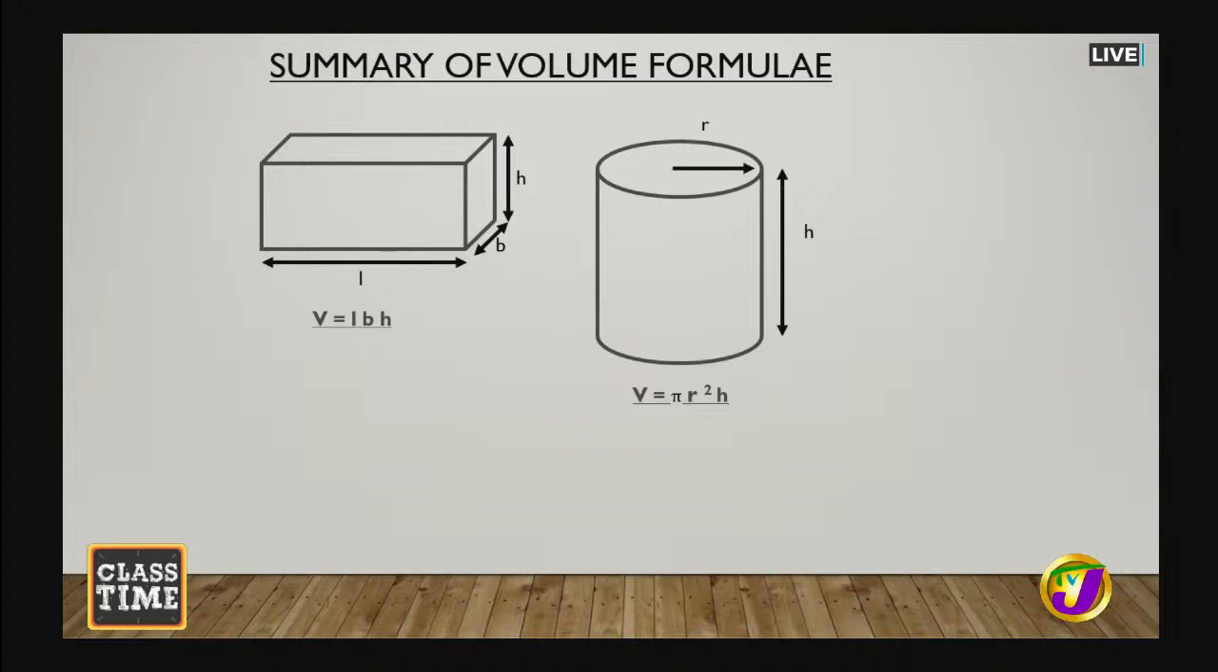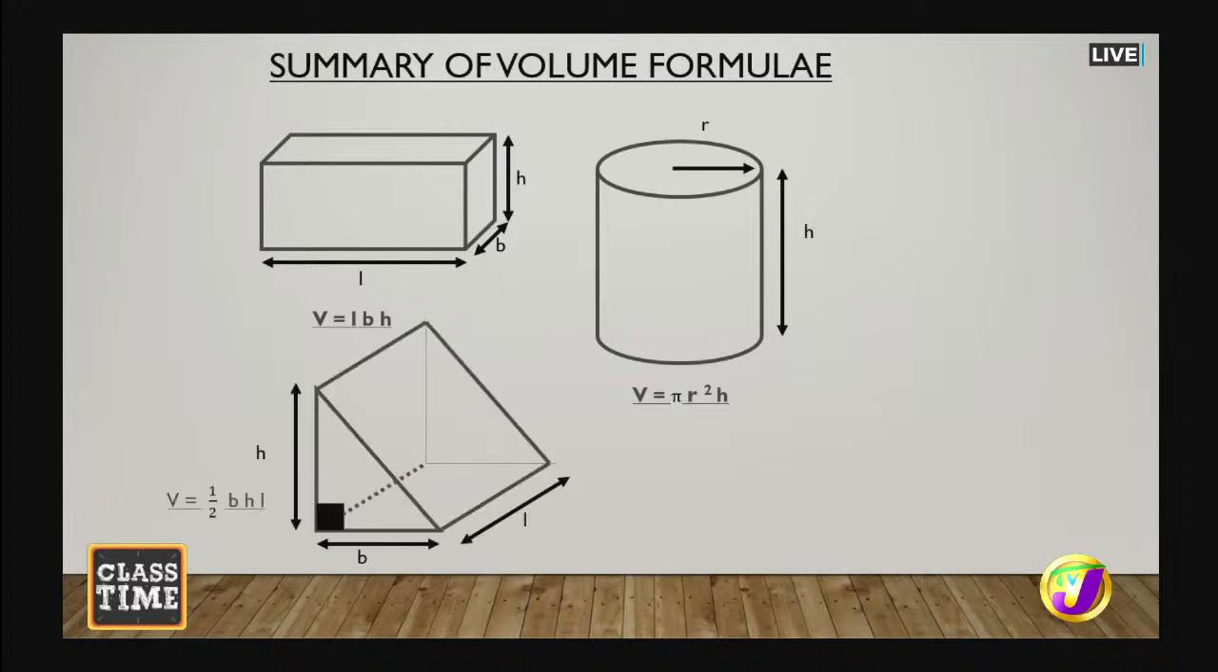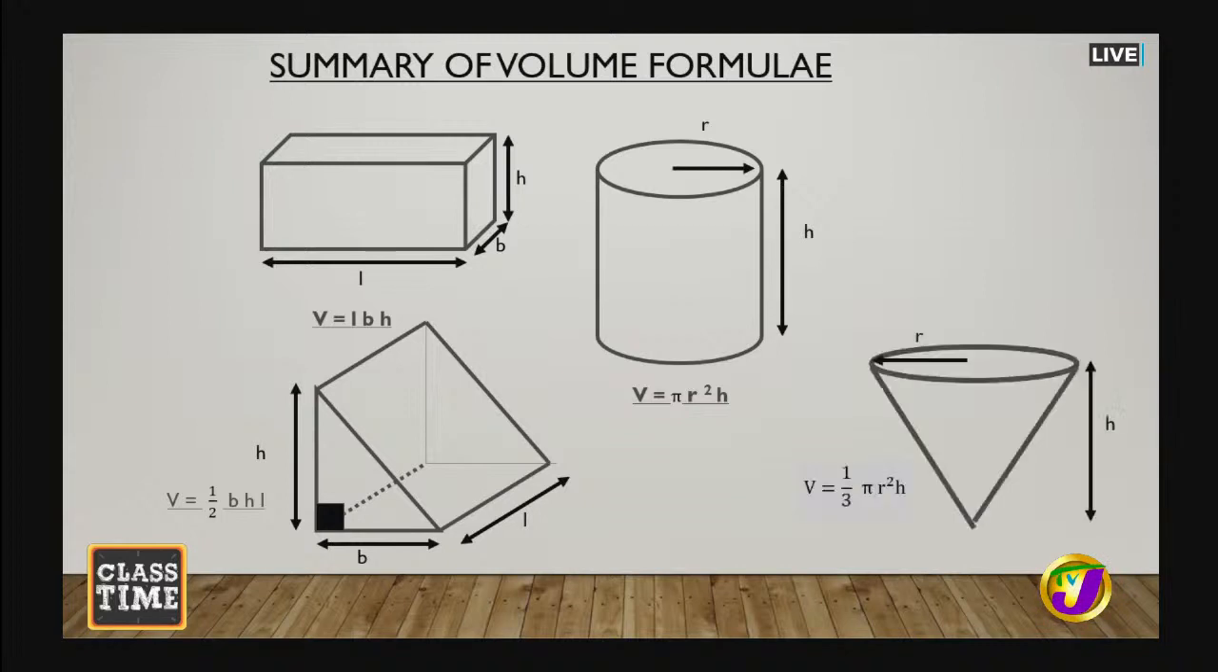And our triangular prism? This also has a uniform cross-section, so it's going to be the base area, which is half base times height, multiplied by length. And the cone? This one does not have a uniform cross-section, so that is where the 1/3 starts to come in for those meeting at an apex. All right.